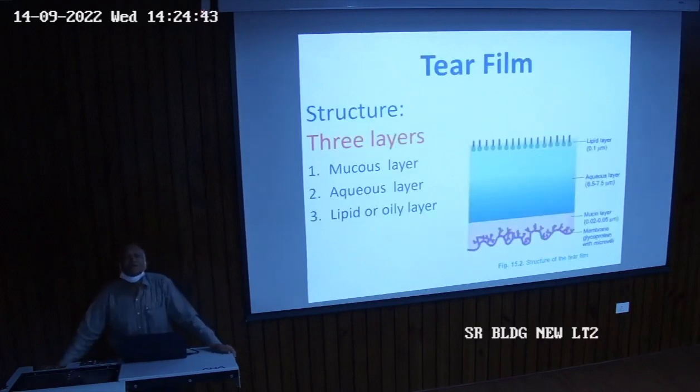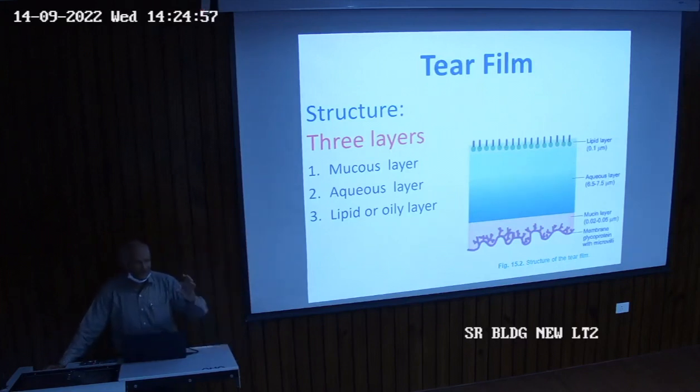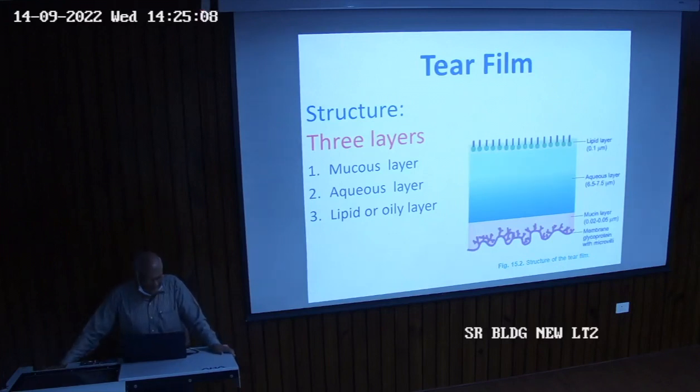Then comes the tear film. Whatever tears are secreted, that is the aqueous. If you see the histological section in detail, that is the structure of the tear film. It's a very thin layer, but divided into three parts: the mucous layer, innermost; the aqueous, the middle one; and the lipid, the oil layer.